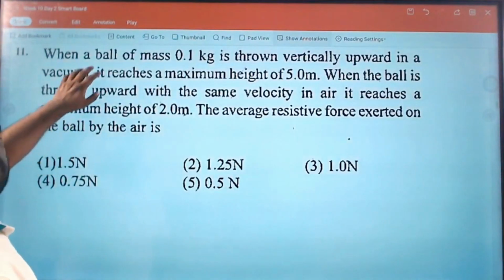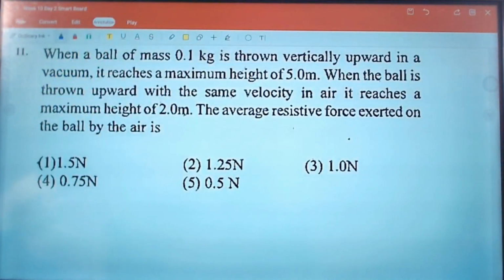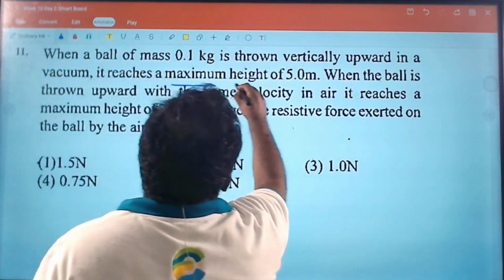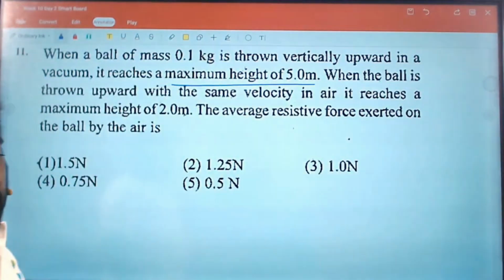Question 11. When a ball of mass 0.1 kilogram is thrown vertically upwards in a vacuum, it reaches a maximum height of 5 meters. When the ball is thrown upwards with the same velocity in air, it reaches a maximum height of 2 meters. Average resistive force?